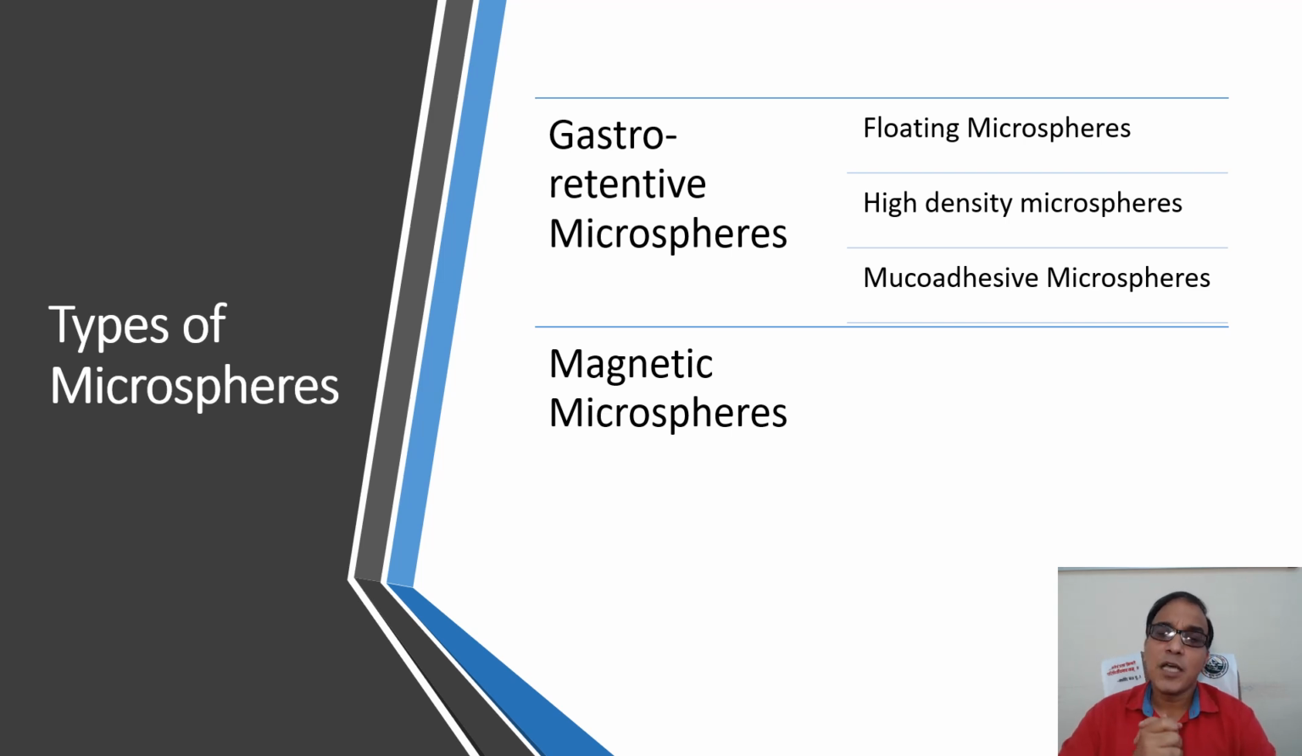Now, some other types of microspheres. Depending on the release profile and the site of action, they may be gastroretentive microspheres. In gastroretention, they may be floating, high density or mucoadhesive microspheres. We will be discussing a complete separate lecture on GRDDS, that is gastroretentive drug delivery systems. Then there may be magnetic microspheres, where some magnetic particles are there so that we can guide them through an external magnetic field, as we have discussed in targeted drug delivery. In the case of brain tumor, we target the drug with the help of these external magnetic fields, provided the microsphere contains some magnetic particles inside.